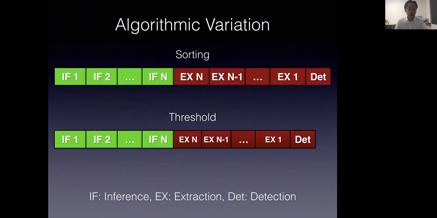The second knob is the way of identifying important neurons. Originally, Ptolemy needs to sort all the partial sums and add them back to decide whether it's important or not. This is obviously time and energy consuming. We propose to use thresholding to replace sorting, where we compare each partial sum with a threshold.